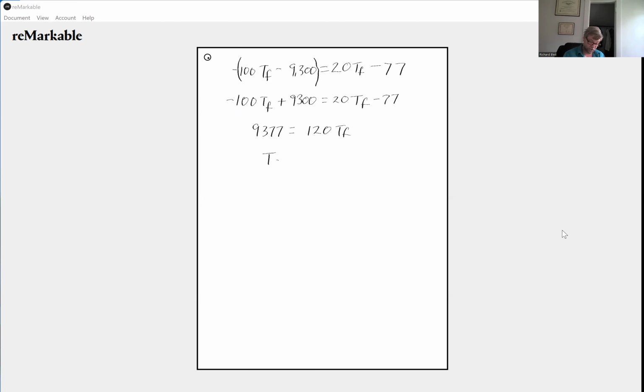Our final temperature then, I'm sorry, yeah, will be 78.1. Actually, we only have two sig figs, will be 78 degrees Celsius.